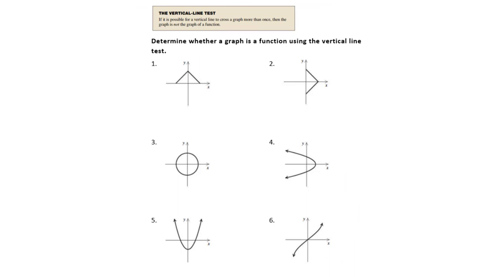All right, so this is the vertical line test. So I'll just go ahead and read it. If it is possible for a vertical line to cross a graph more than once, then the graph is not the graph of a function. So what we're going to do is we're going to draw vertical lines. So here, once, once, once, that passes the vertical line test. This is a function. Here, touches twice. That fails the vertical line test. So this is not a function.